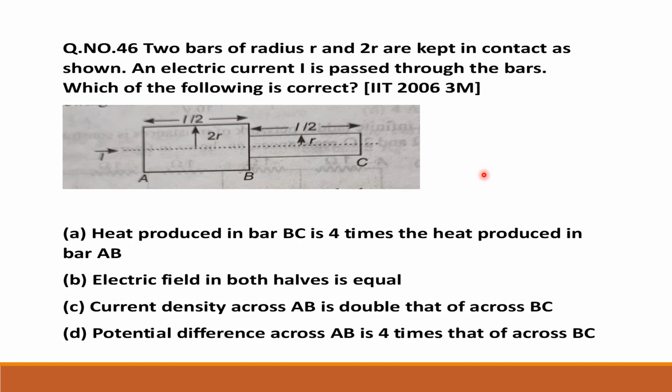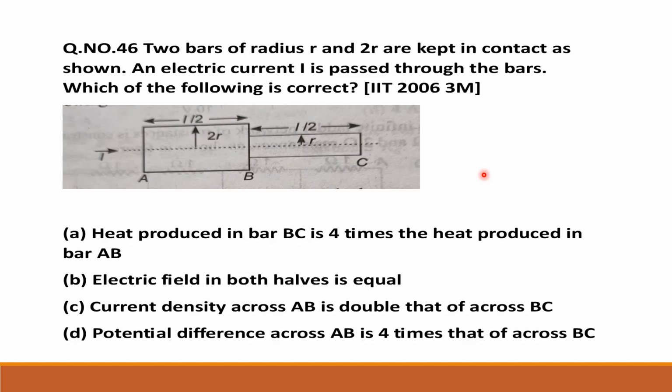So first one, heat produced. You can see in both bars, current will be the same. So that's the first conclusion we can give. Now see option A: heat produced in bar BC is 4 times the heat produced in bar AB. Current is the same in both bars. Heat produced is I square RT. I is the same, but we have to focus now on resistance.